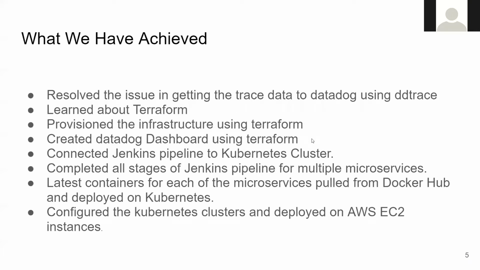What we have accomplished for sprint number 4 is we resolved the issue in getting the trace data to the Datadog using ddtrace. We also learned a lot about Terraform, and we set up the infrastructure we need in order to use Terraform. In addition, we also created the Datadog dashboard using Terraform, and we connected the Jenkins pipeline to our Kubernetes cluster, and we completed all the stages of the Jenkins pipeline for multiple microservices.